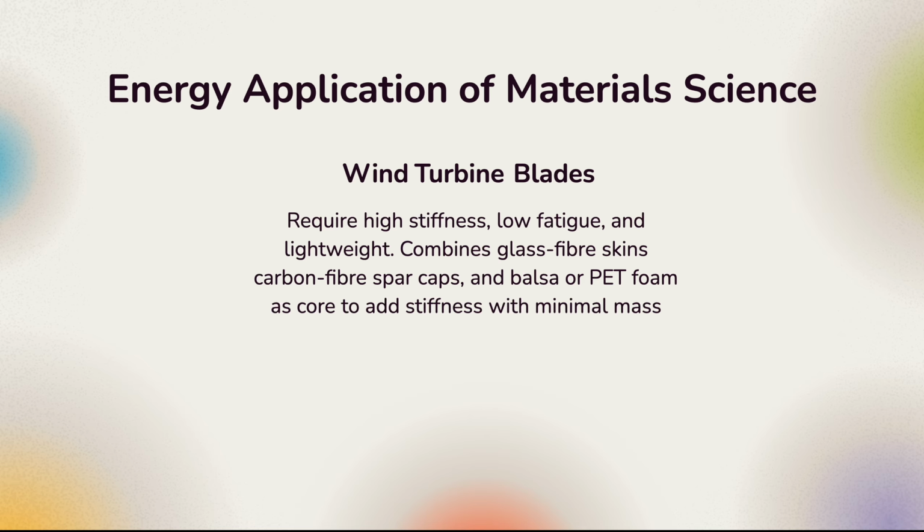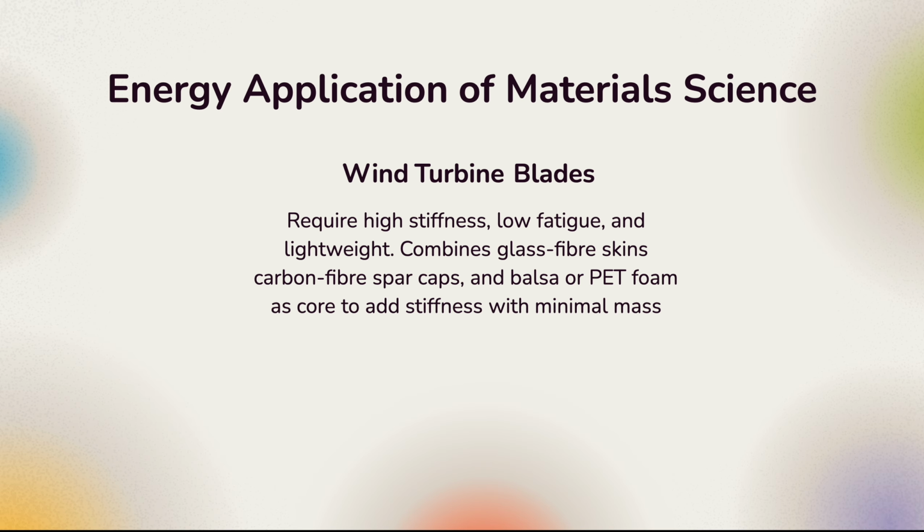Today we're going to cover the last two applications of material science, starting with our energy application. Our example for this is wind turbine blades. So if we think of engineering a wind turbine blade, we need something that is going to be lightweight enough to spin fast and generate energy, while also being stable and secure.